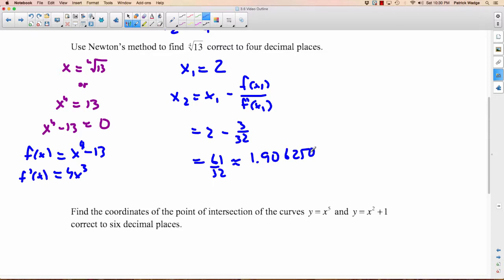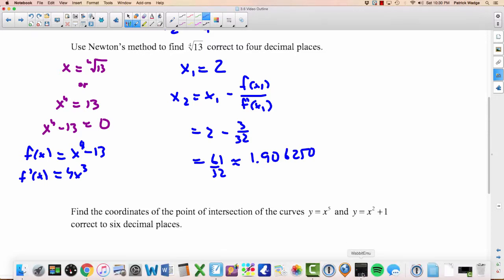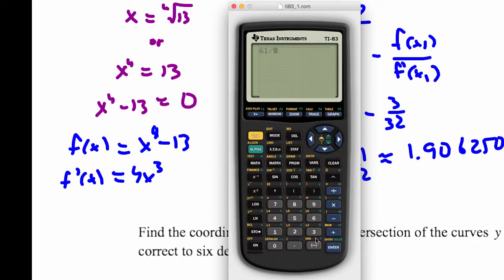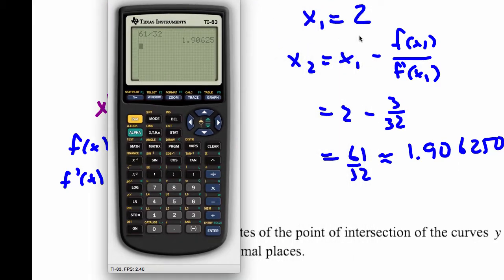So we're going to do this for a lot of decimal places. I'm going to put 6 here. Well, I've already done it. 6 decimal places. And I'm actually going to start using my calculator now. I'm going to do that 61 over 32. Here we go. 61 divided by 32. And we get the amount I already said. Okay, so now what we're going to do is we need to find what x3 is.